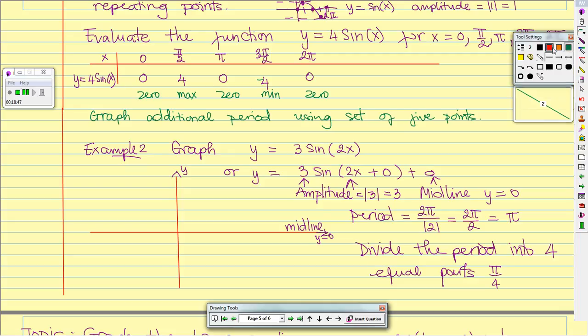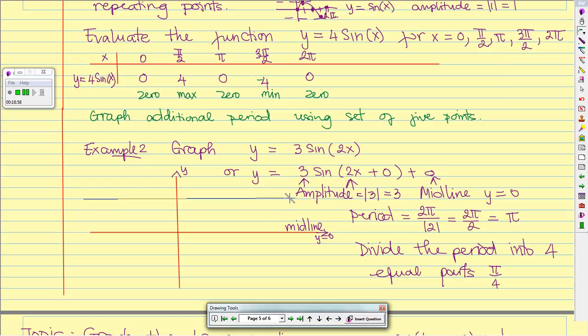So it means that from my midline, I'm going to go ahead and draw 2 lines. One will be above and one will be below, 3 units from the midline. So 1, 2, 3. So here we are, 3 units above and 3 units below the midline. So 3, -3.